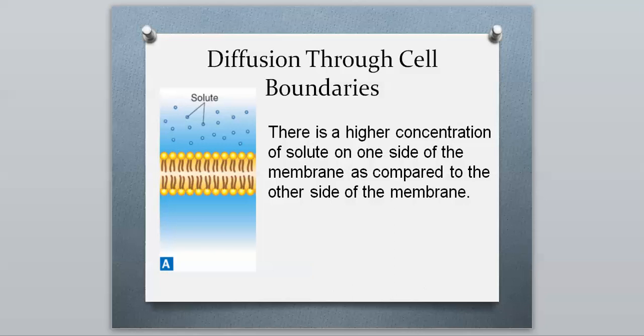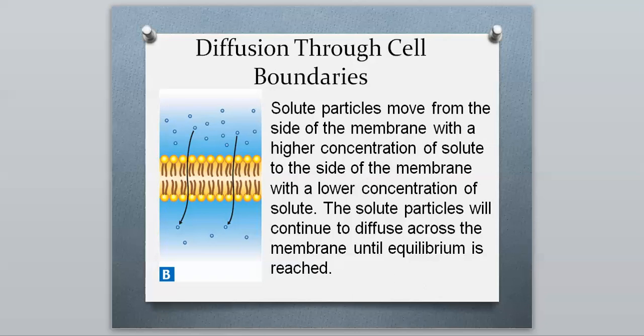As you can see, all these little dots are the solute. There's a bunch over here and none over here. So our next step is solute particles move from the side of the membrane with a higher concentration of solute to the other side of the membrane with a lower concentration of solute. And the solute particles would continue to diffuse across the membrane until equilibrium is reached.